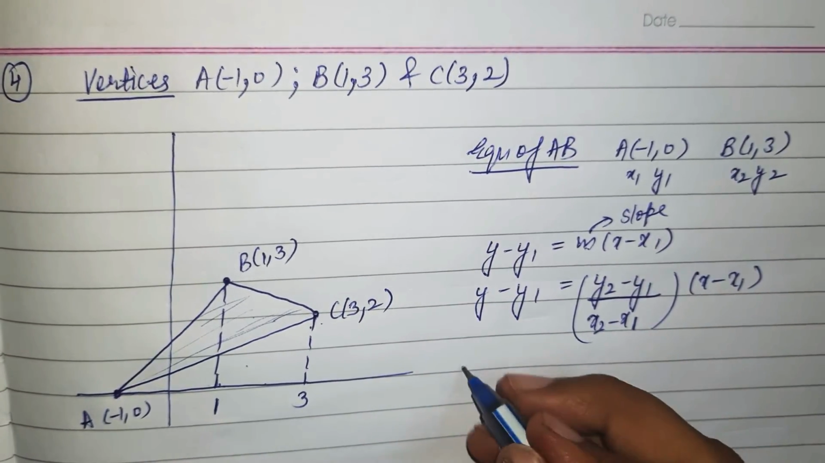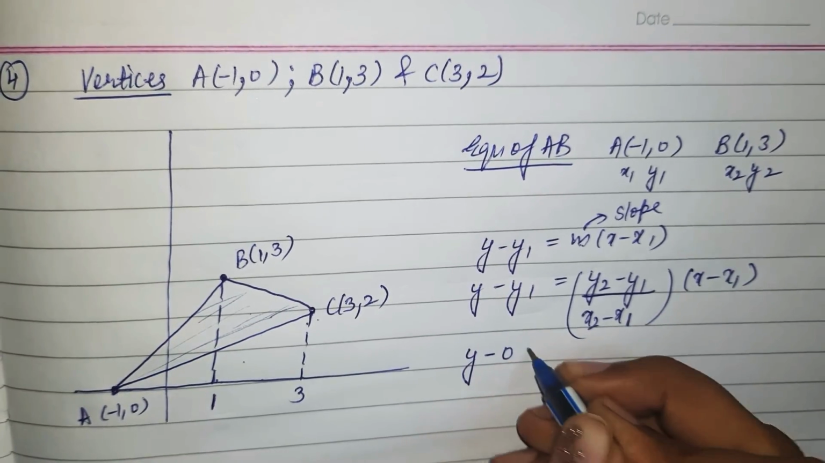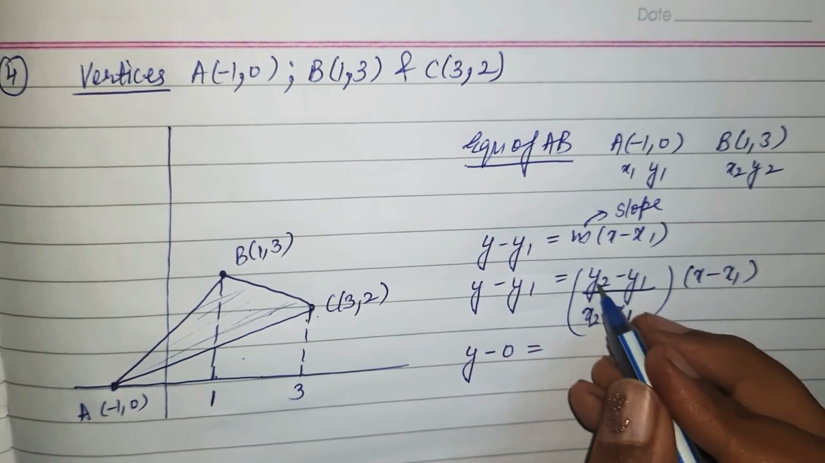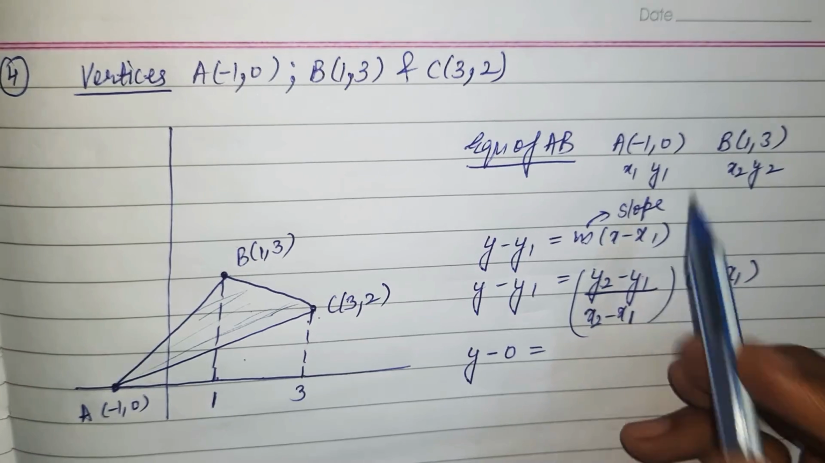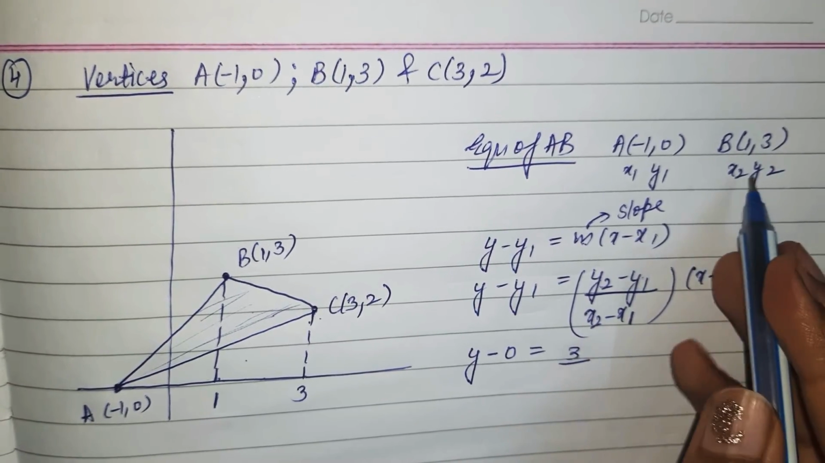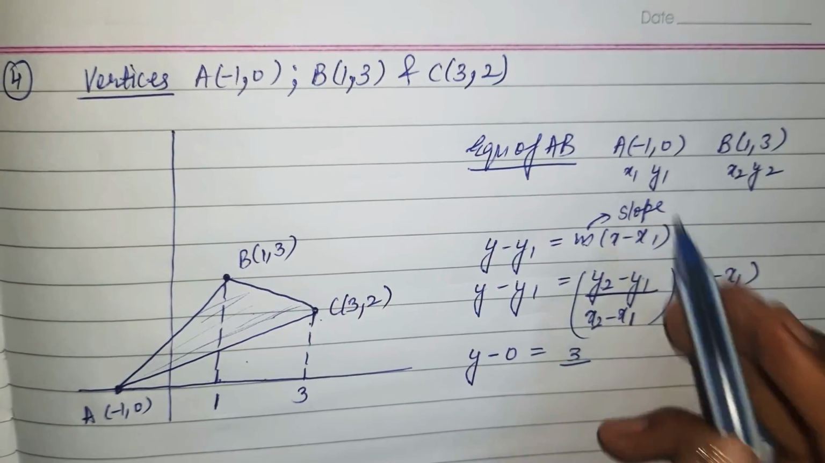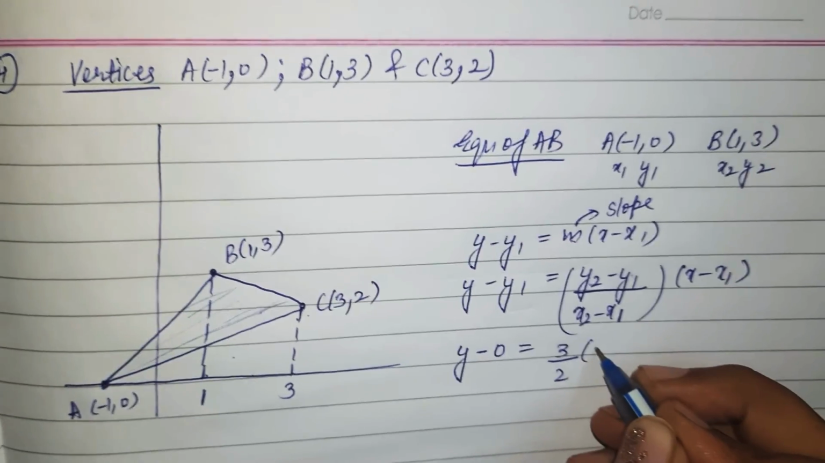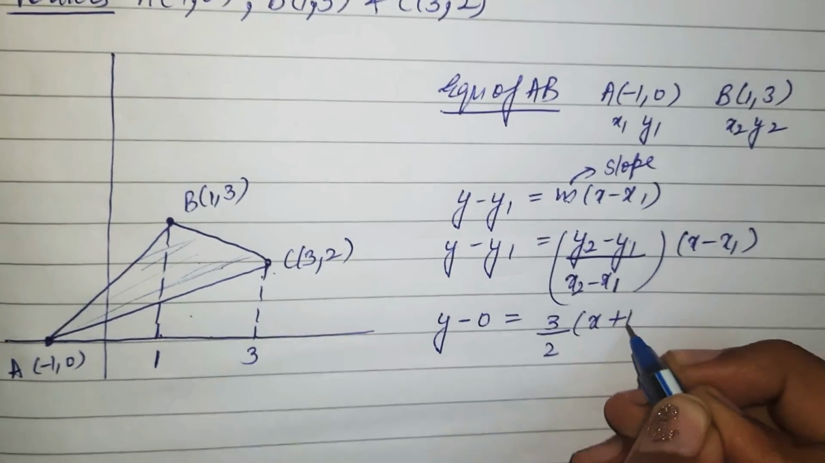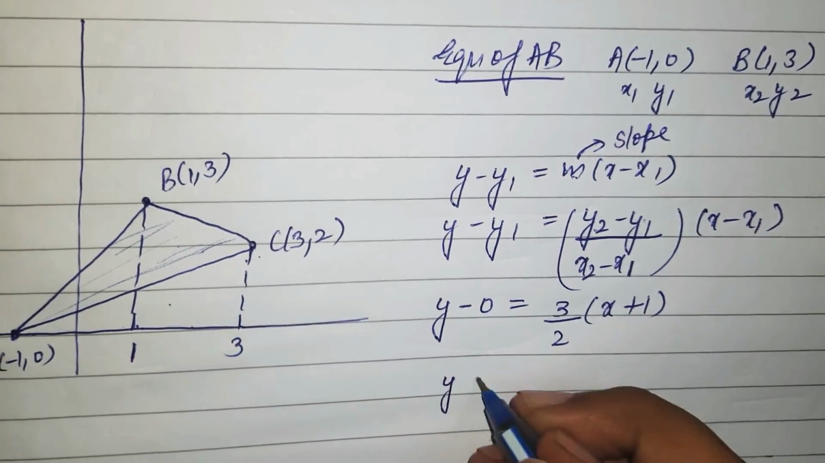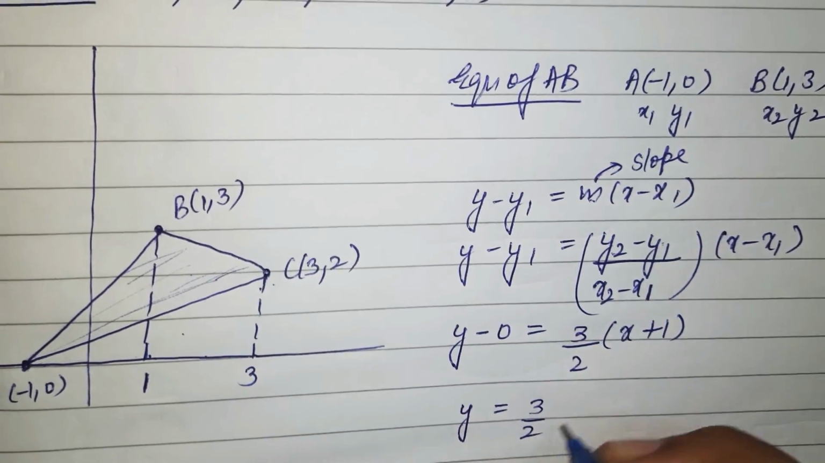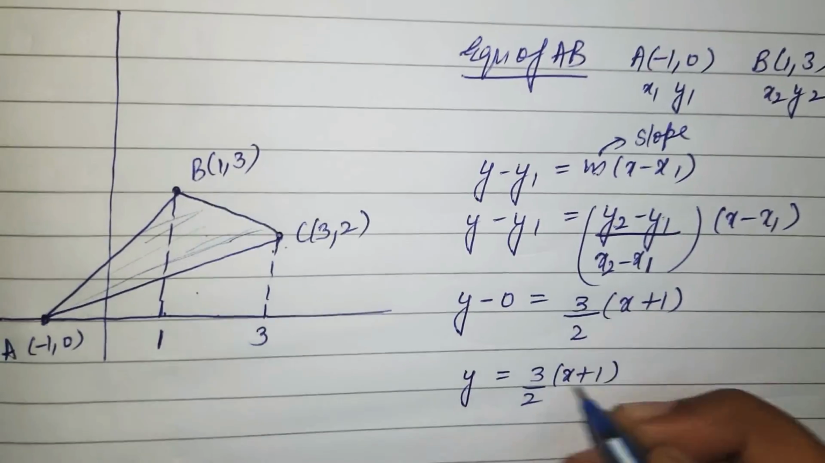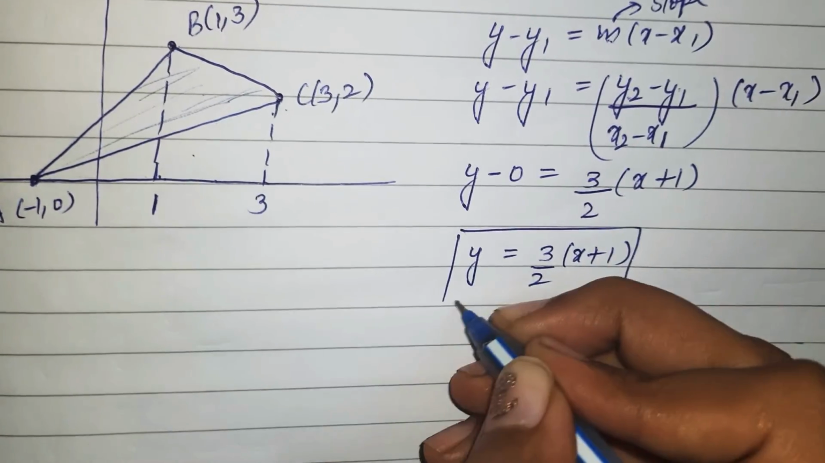After putting in, the equation is y minus 0, and here I will get y2 minus y1, so 3 minus 0, 3. x2 minus x1, 1 minus minus 1, 2. x minus x1, x plus 1. So the equation will be y equals 3 by 2 into x plus 1. So this is the equation of AB.